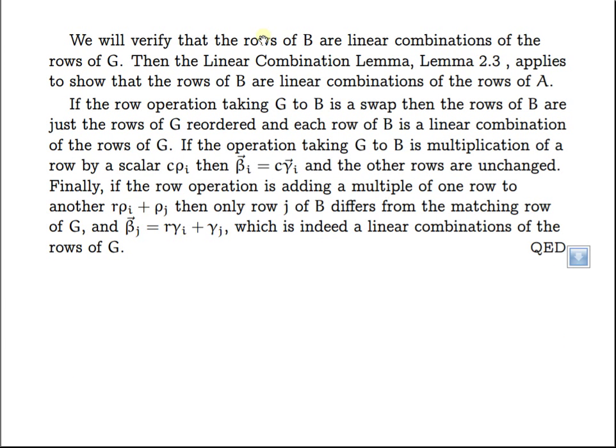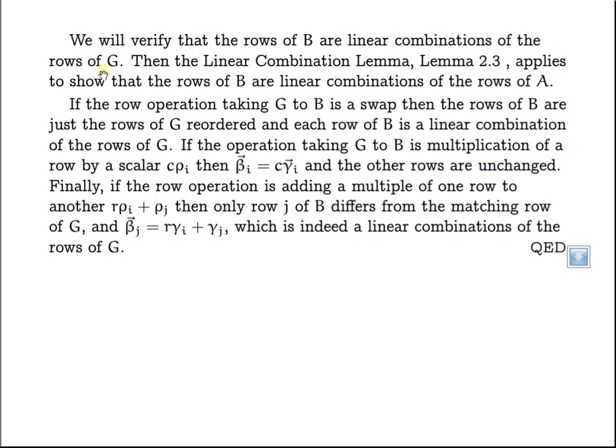Now, we want to show that the rows of B are linear combinations of the rows of G. Okay, then we can use the linear combination lemma, because we know that the rows of G are linear combinations of the rows of A. And if we can verify the rows of B are linear combinations of the rows of G, that means that the rows of B are linear combinations of the rows of A.